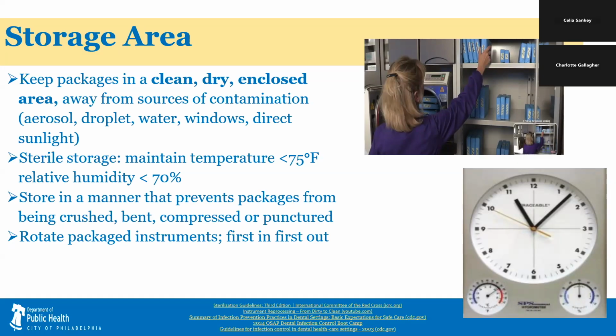This fourth area of sterile storage should also maintain a temperature of less than 75 degrees and humidity of less than 70%. Also, store items in a fashion that prevents packages from being crushed, bent, compressed, or punctured, and rotate packages so that first in will be first out.